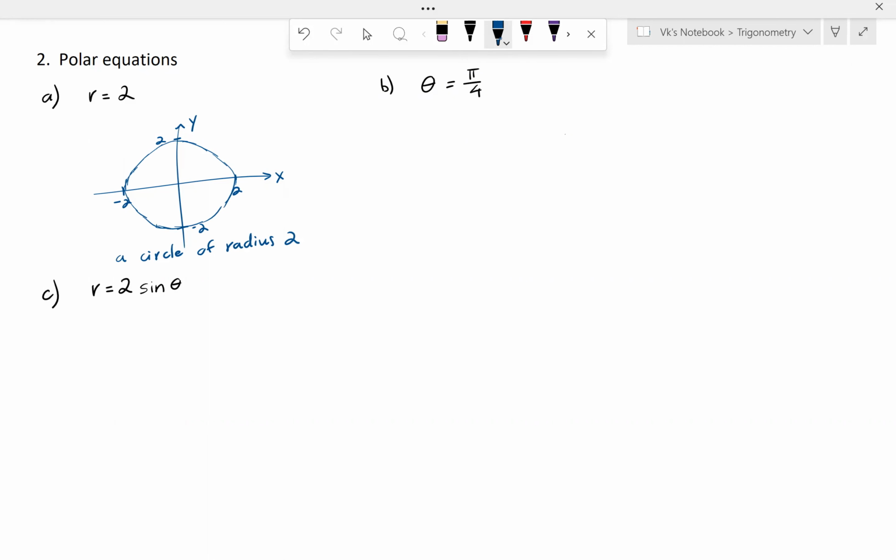B, theta equals pi over 4. For every radius, the angle is pi over 4. Connect a line through these points, and you see that this is just half of a straight line.